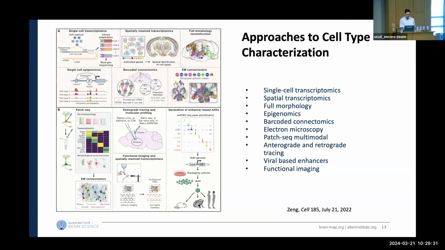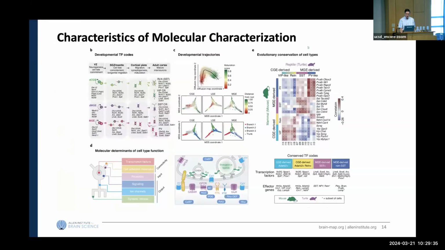And there are all kinds of other techniques, connectomics that we'll talk about later too. There are a lot of ways of molecular characterization, a lot of techniques that matter. And we're going to talk in detail in part 3 about how we do those kinds of things.